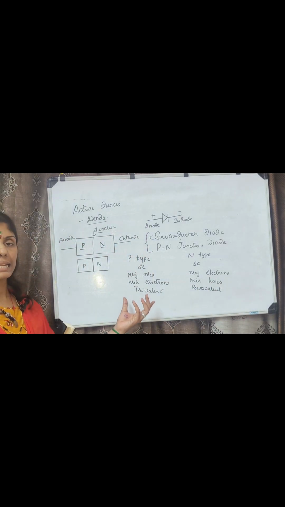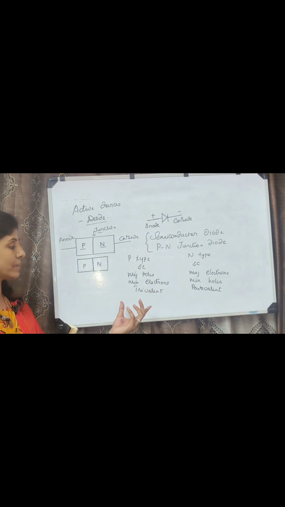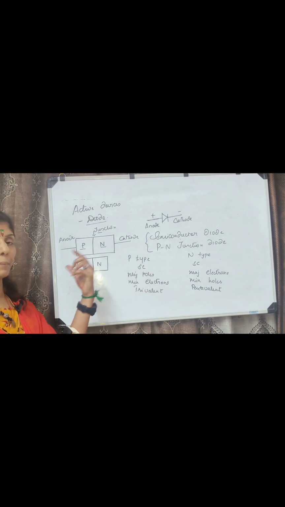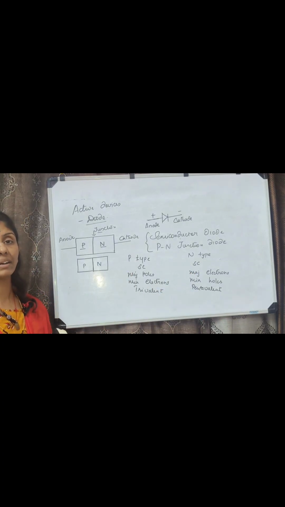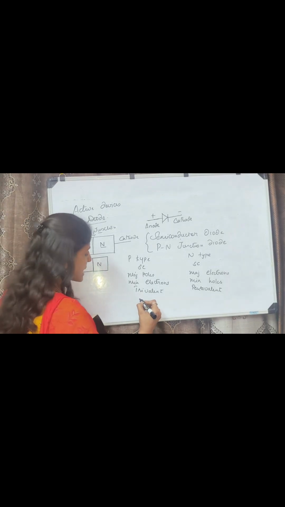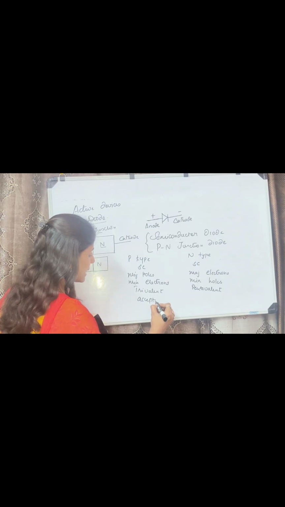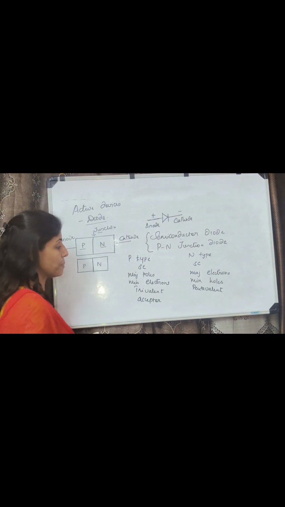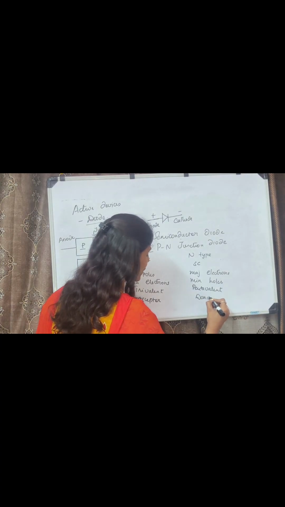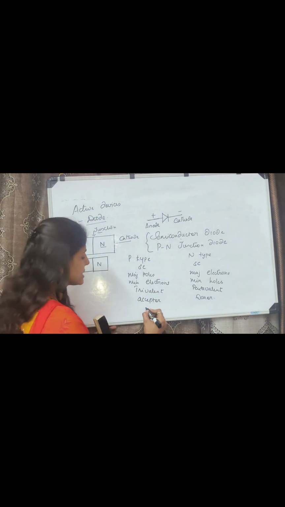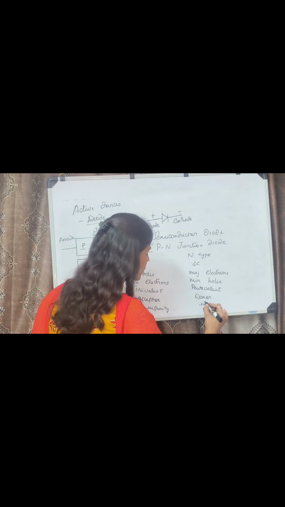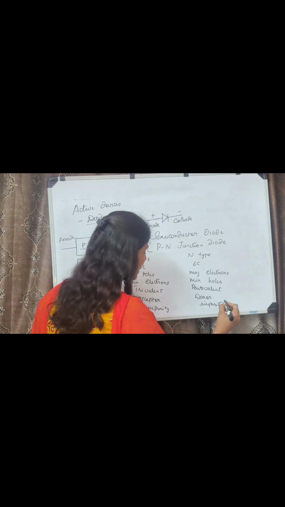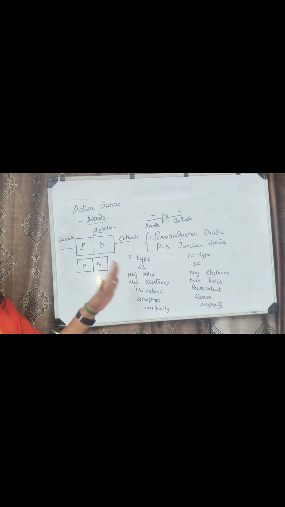Either silicon or germanium doped with a trivalent impurity becomes a p-type semiconductor. The same silicon or germanium doped with a pentavalent impurity becomes an n-type semiconductor. The trivalent impurity is called an acceptor, and the pentavalent impurity we call a donor. So this is an acceptor impurity and this is a donor impurity. Okay, right?